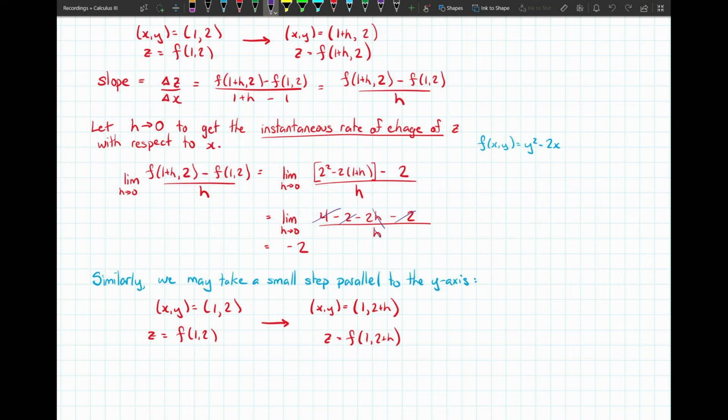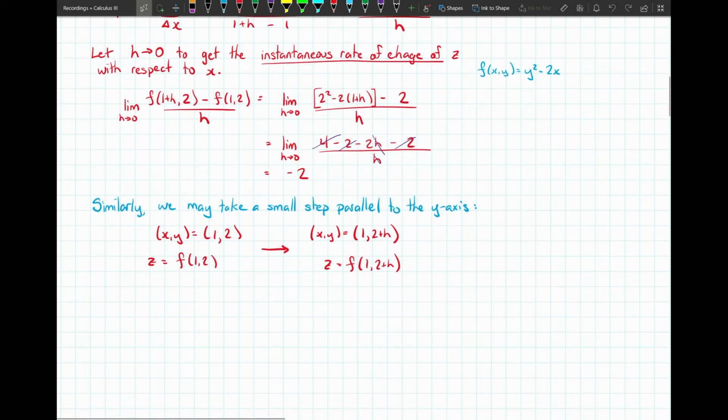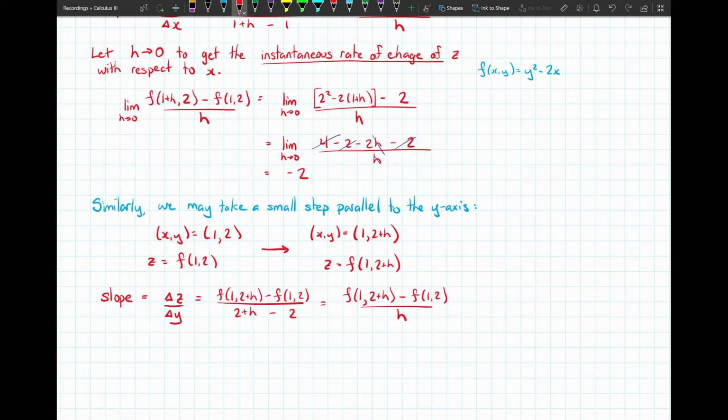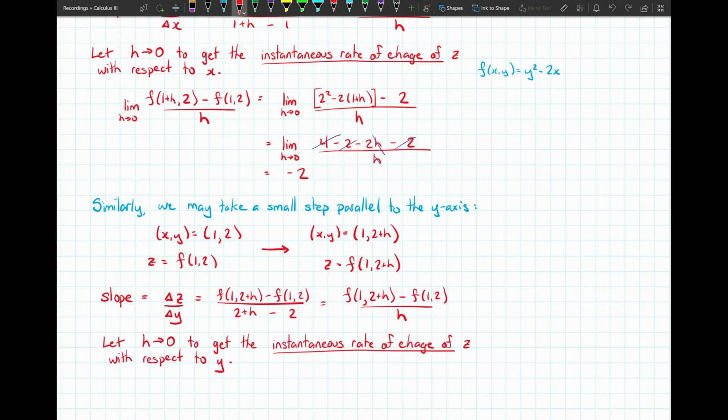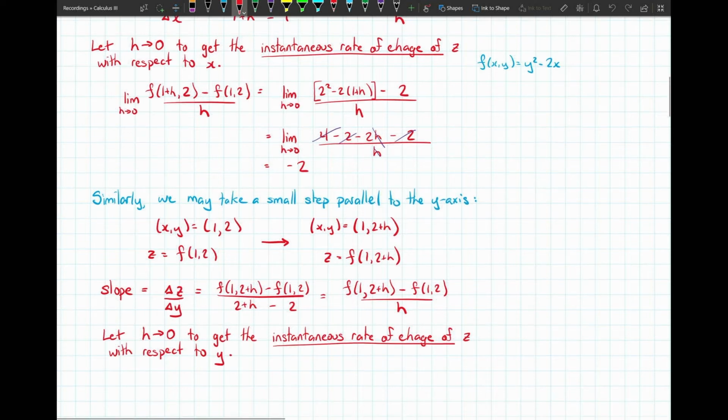And we get a very similar looking slope formula here. The slope between those 2 points would simply be a change of z, this time over a change in y. And so we have our difference in z values over our difference in y values, and the 2's cancel in the denominator, leaving us just with h. Now that will just get us the slope between 2 points, which is like an average rate of change of z over an interval of y. If we want to get the instantaneous rate of change of z with respect to y, then we let h approach 0.